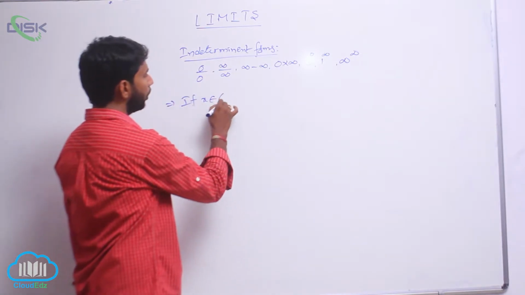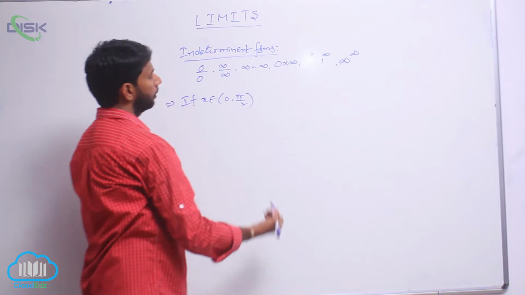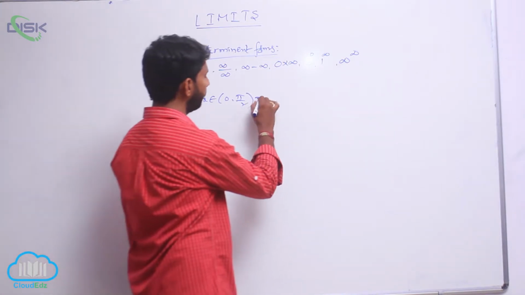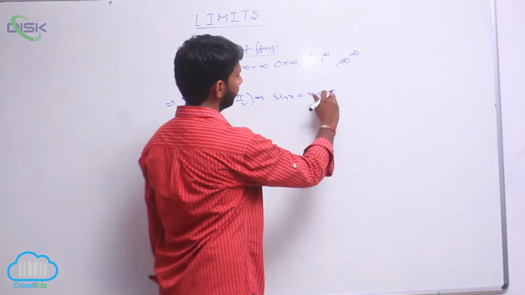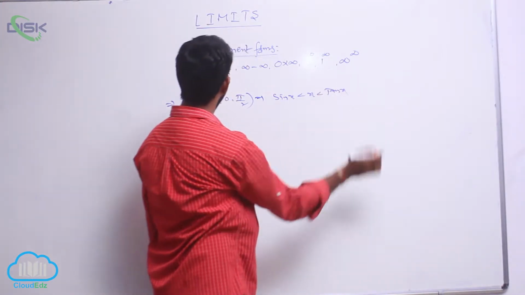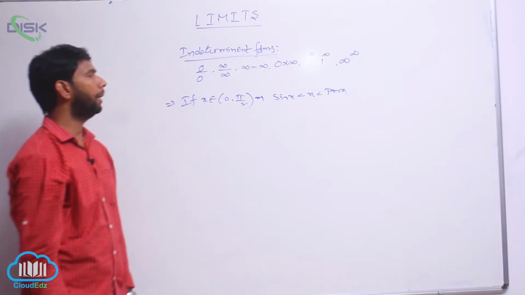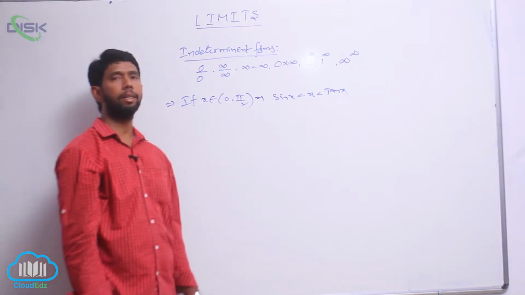If x belongs to (0, pi by 2), then sin x is less than x, and x is less than tan x. If x belongs to (0, pi by 2), sin x is less than tan x.